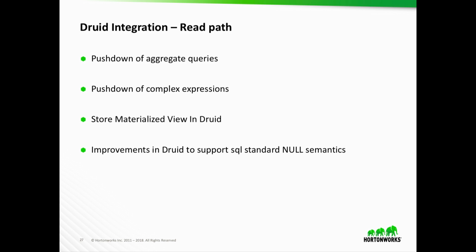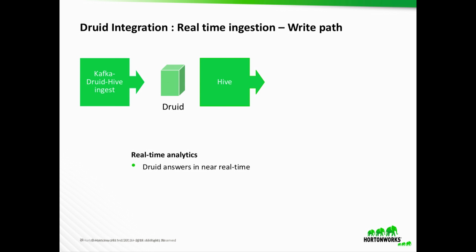We can of course store the materialized views in Druid, which helps with the slicing and dicing use case. And it's not just Hive which we are improving here, it's also Druid. Till now Druid didn't have clear semantics on nulls which are compatible with the SQL standard. So we have made changes in Druid itself so that it can now provide that semantics, and we can use it from Hive, so that the user doesn't have to worry about data stored in Druid behaving differently. So that's on the read path.